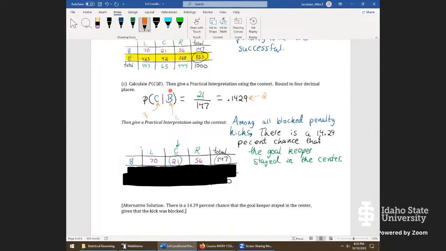To me, I think it's confusing because it's not necessarily clear what we're saying when we say given in this kind of context. What we're really saying when we say given is just among all the blocked kicks and nothing else is the real meaning there. Well, we've solved it and we gave 2 interpretations. Any last questions, folks, on the notes here?